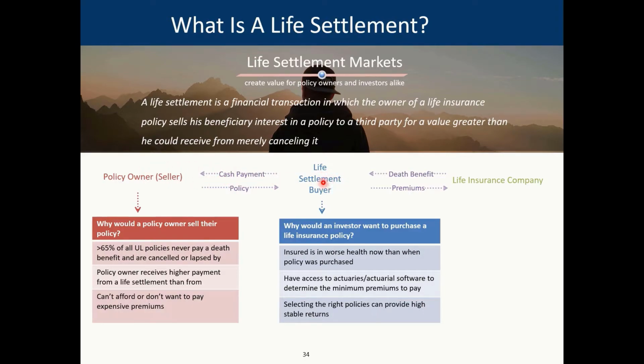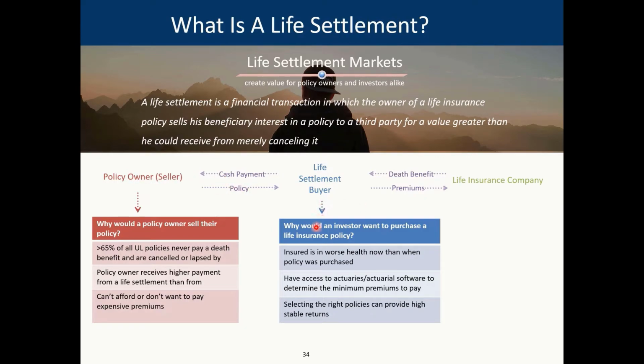The life settlement buyer then takes ownership of the policy. The policy owner takes the cash and walks away, but the life settlement buyer has to pay the premiums to the life insurance company. So the great thing for the policy owner is they're no longer responsible for paying the premiums and they get the cash payment and get to walk away. The life settlement buyer, on the other hand, is in fact paying the premiums, but will get the death benefit proceeds when the policy owner, or the insured on the policy, dies.